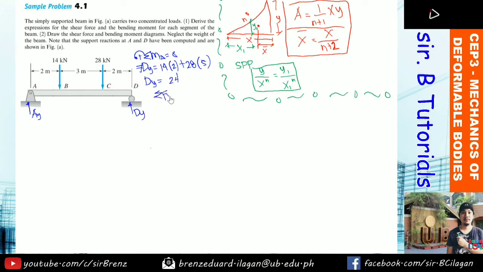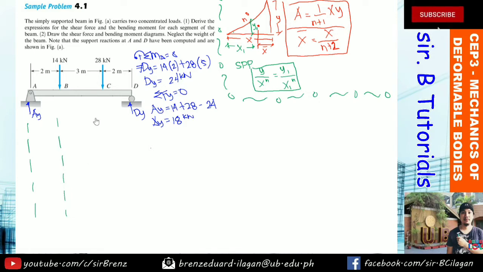So kapag nag-summation ng forces ng y equals to 0, we will have a value of ay, which is just the sum of 14 plus 28 and then minus yung dy mo or 24. So the answer for ay is equals to 14 plus 28 minus the answer na 24. So that is equals to 18 kilonewton. Okay, so ang gawin mo lang, i-project mo lang agad ito.